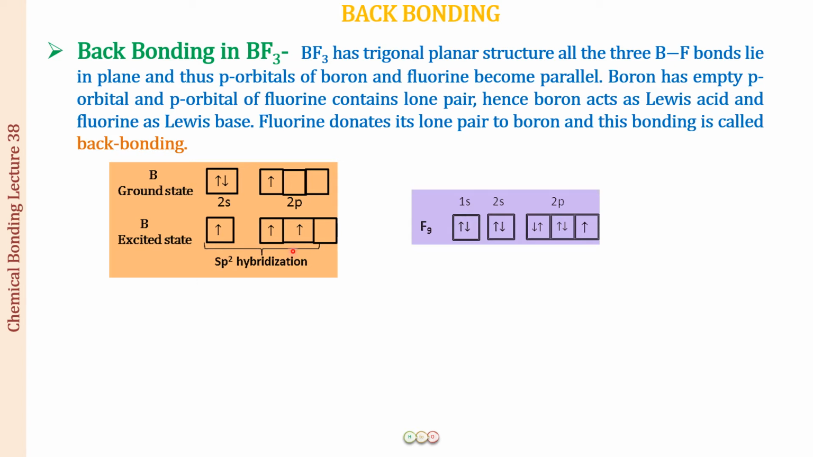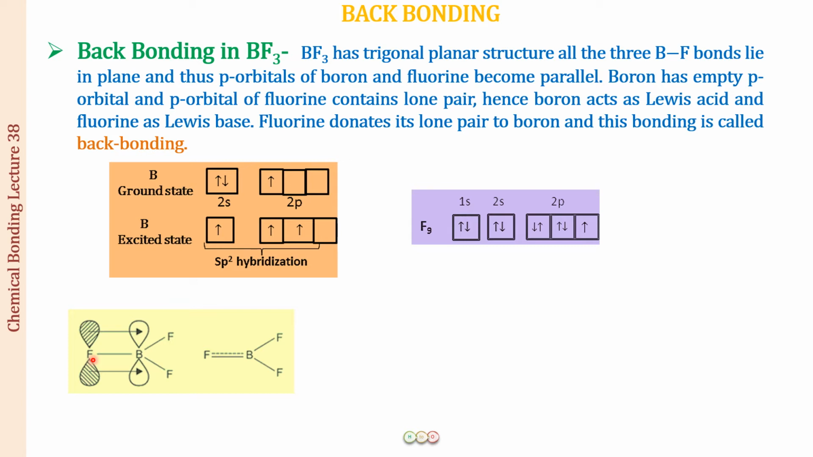So these three sp2 hybrid orbitals overlap with the 2pz orbital of the fluorine atoms to form the sigma bonds, that is the boron-fluorine bonds, which give it a trigonal planar structure, right? So I hope all this is clear to you. So this is the structure that we have: boron in the center, with three boron-fluorine bonds pointing at the three corners of an equilateral triangle, right?